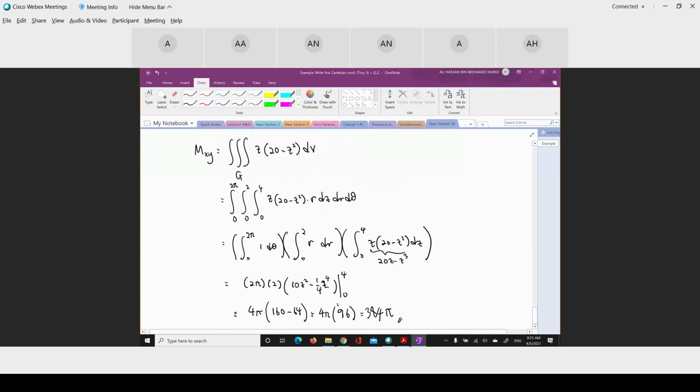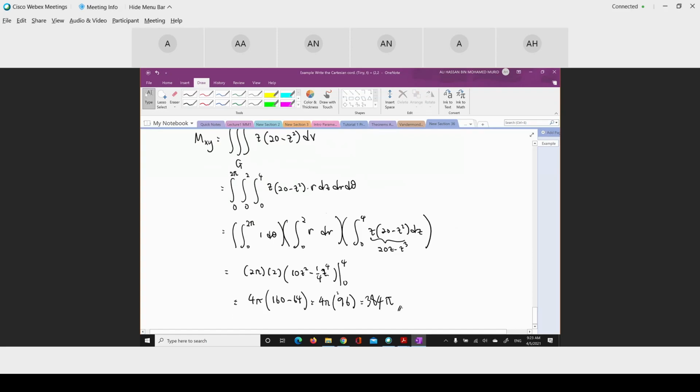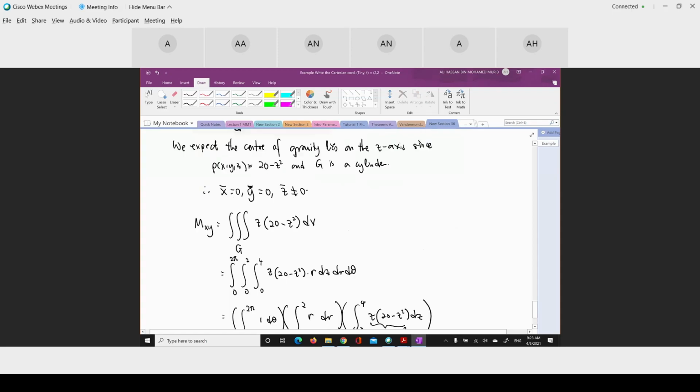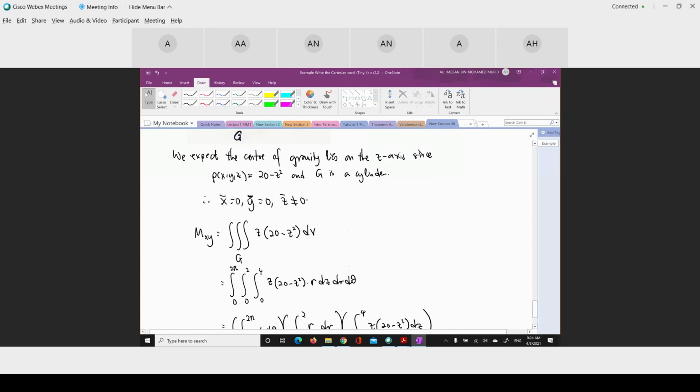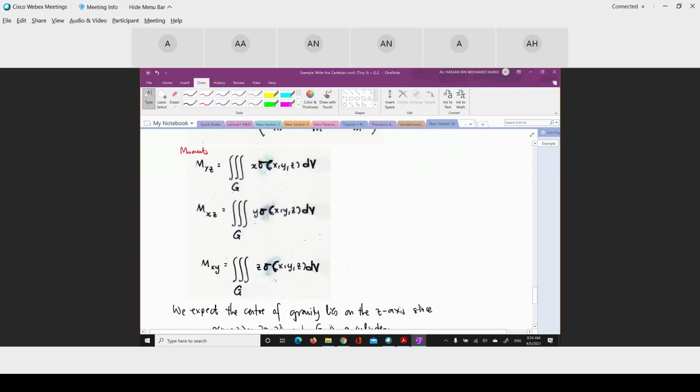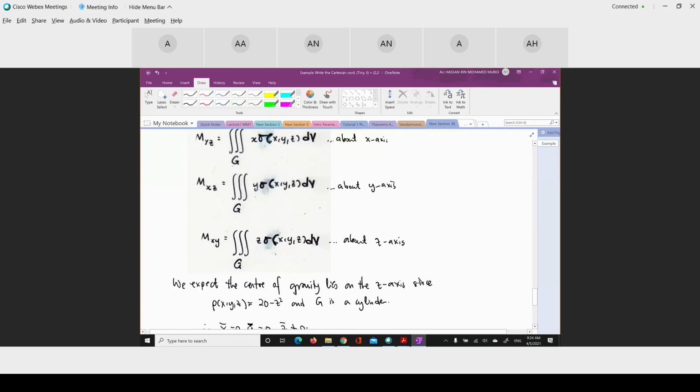This moment is with respect to the xy-plane. The first equation is for the moment about the x-axis, the second is for the moment about the y-axis, and the third is the moment about the z-axis.